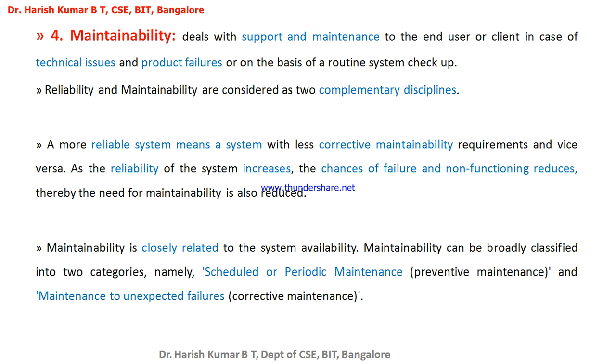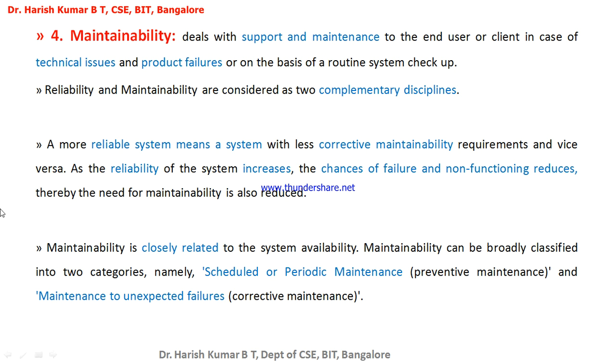Now maintainability, as I told earlier, is how quickly you can fix the system when it goes out of order. Reliability and maintainability are two complementary disciplines. Why? Because if the system is highly reliable, then you don't have to maintain it. I gave you the example of two ATMs, one failing once a year and another failing 12 times a year. The system which fails once a year is highly reliable, and maintenance is required only once a year, whereas for the other system which fails 12 times a year, 12 times you have to maintain. That means if the system is highly reliable, the maintainability is reduced, and if the system is not highly reliable, then the maintainability increases.